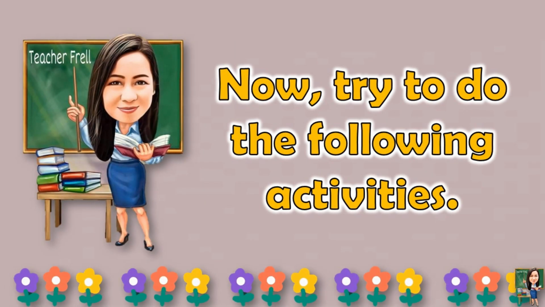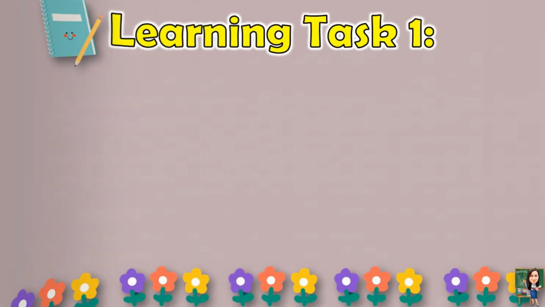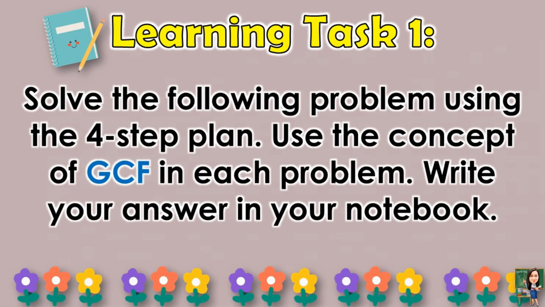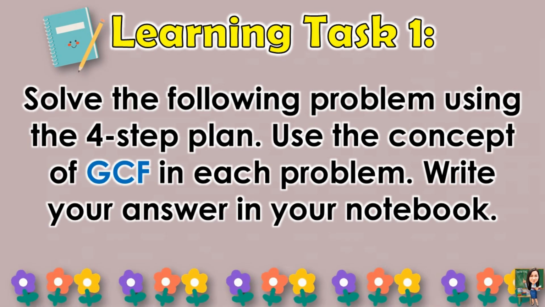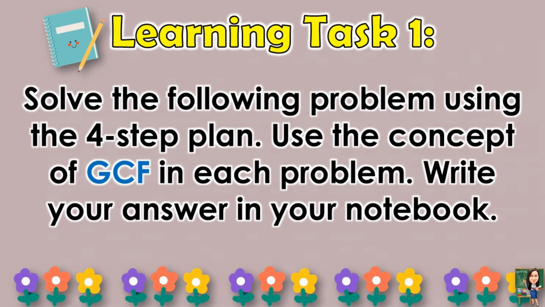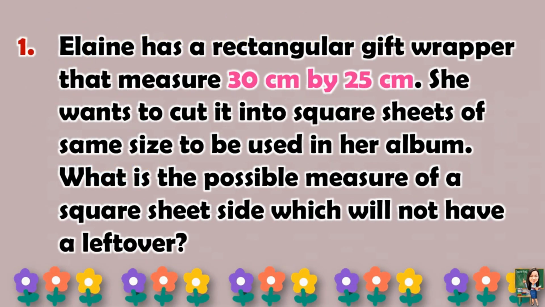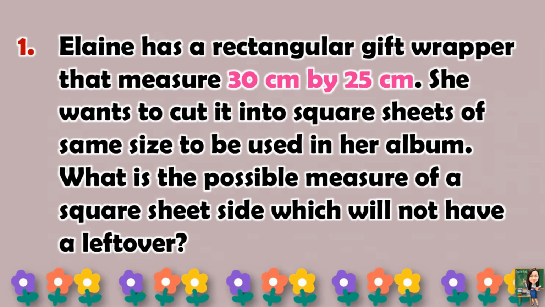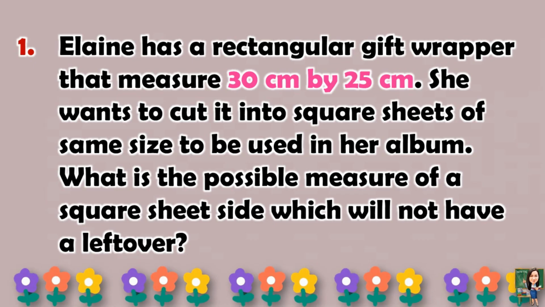Now, try to do the following activities. Learning Task 1. Solve the following problems using the four-step plan. Use the concept of GCF in each problem. Write your answer in your notebook. Number 1. Elaine has a rectangular gift wrapper that measures 30 cm by 25 cm. She wants to cut it into square sheets of the same size to be used in her album. What is the possible measure of a square sheet side which will not have a leftover?